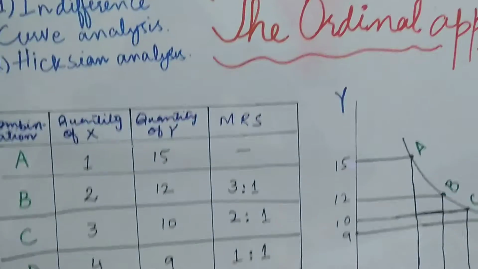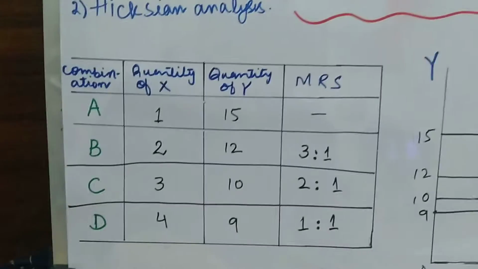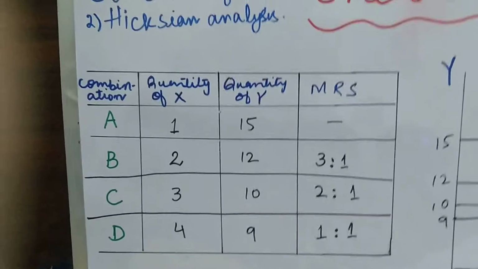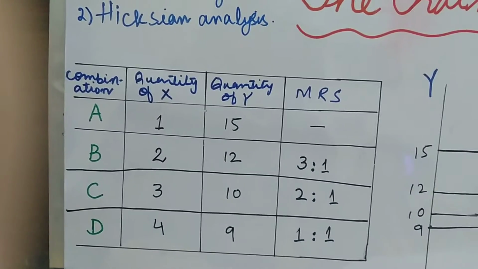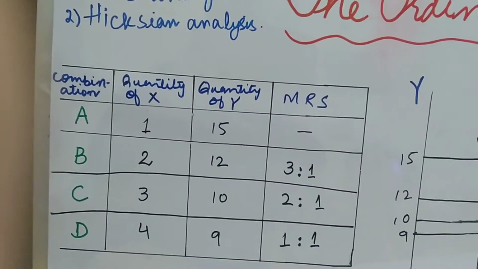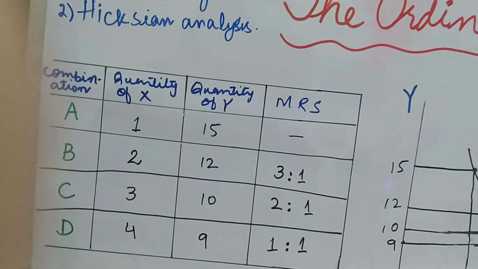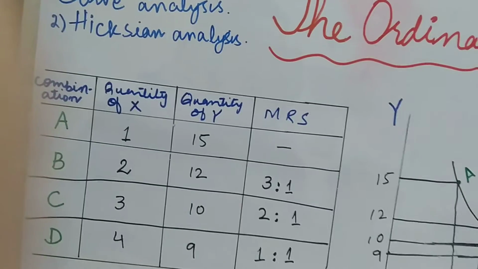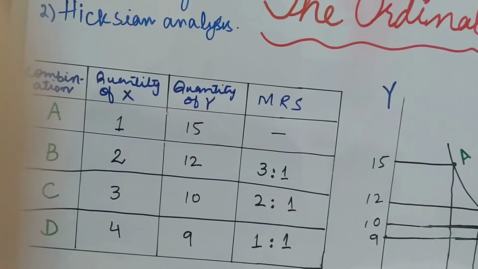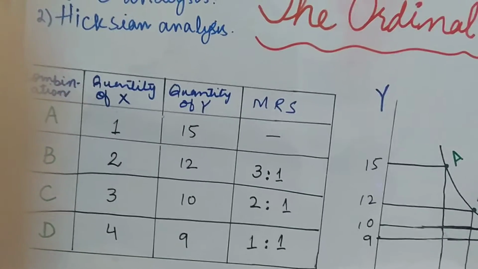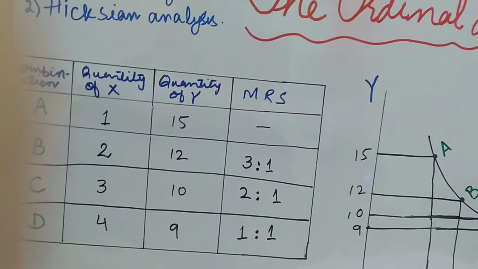Now let's try to understand it and go a little deeper, and we draw a schedule. We have 4 columns in this schedule, and in the first column we have different combinations from A to D. In the second column we have quantity of X. In the third we have quantities of Y. Suppose in combination A we have 1 unit of good X and 15 units of good Y. In the second combination we increase good X from 1 to 2, and the next from 2 to 3.